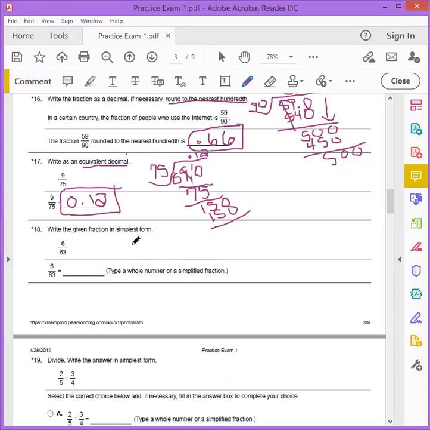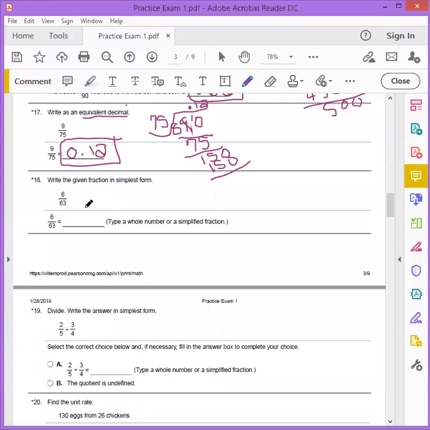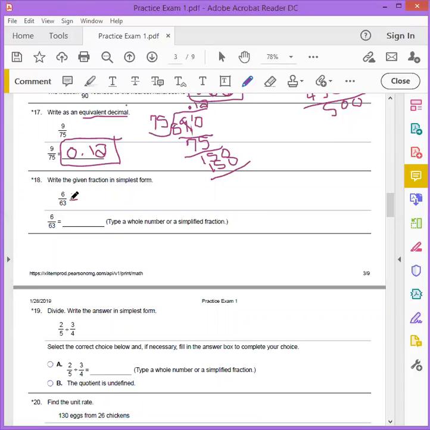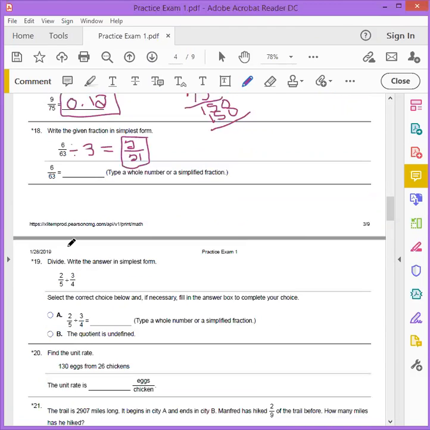The next example, number 18, we want to write the given fraction in simplest form. That means to reduce the fraction. Find the largest number that you can divide into 6 and 63. You want the number that can be divided evenly. The biggest number you can divide into both 6 and 63 would be 3. And 3 goes into 6 2 times. That's your numerator. 3 can be divided into 63 21 times. So 2 over 21 would be the answer for number 18.